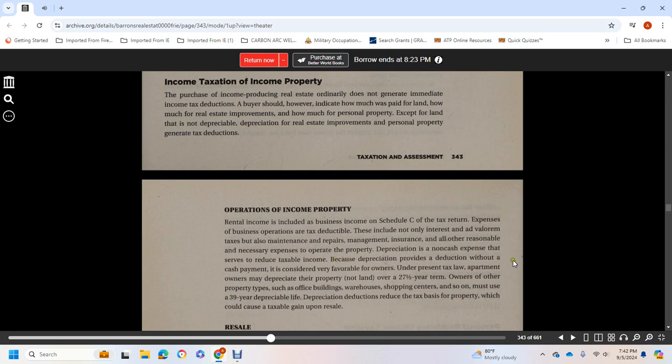Depreciation provides a deduction without a cash payment. Owners consider it very favorable under present tax law. Apartment owners may depreciate the property, not the land, over a 27.5-year term. Owners of other property types, such as office buildings, warehouses, and shopping centers, must use a 39-year depreciable life. Depreciation deductions reduce the tax basis of the property, which could cause a taxable gain upon resale.